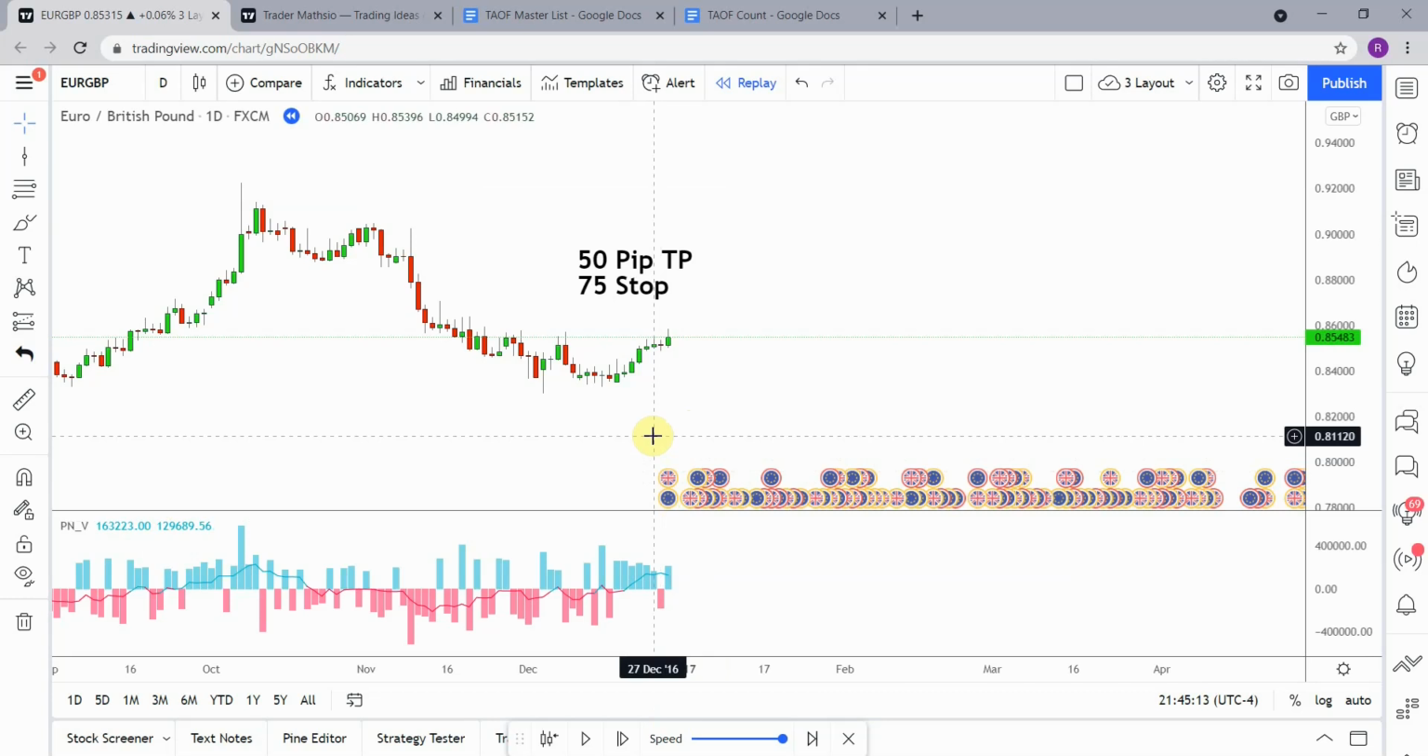Welcome back, viewers. Today we will be testing the positive, negative volume with histogram.